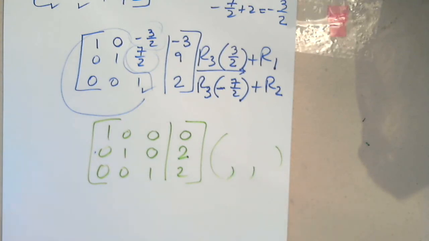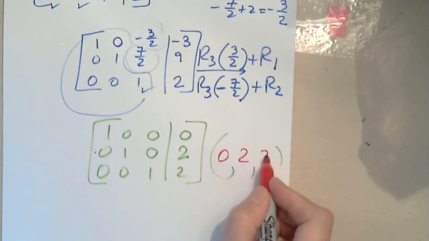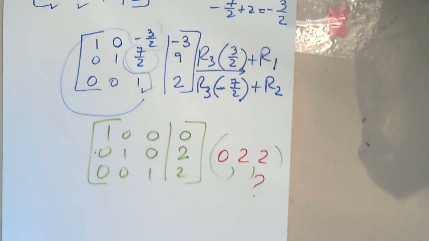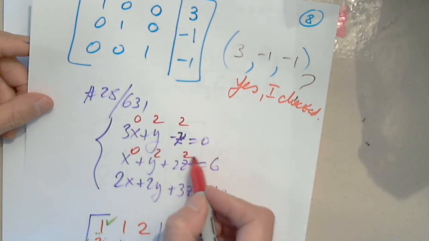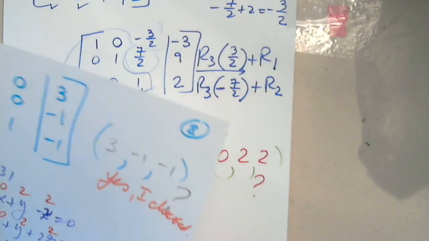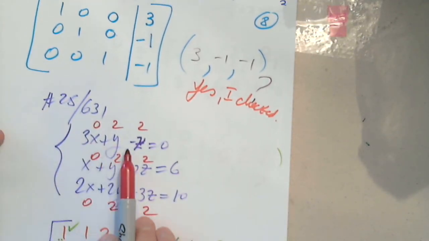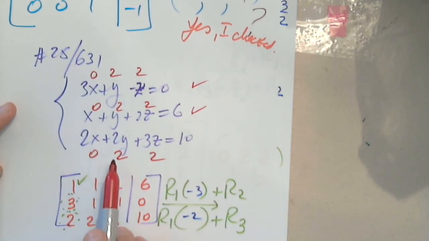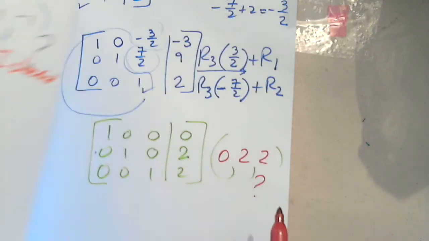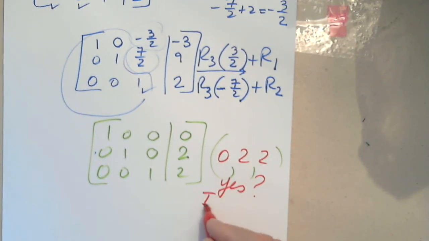Who knows? But we can make a conjecture, or our idea and hope is that the solution is 0, 2, 2. Who knows? I don't. Anything is possible. Let's check: 0. 2 minus 2. Yes. 0. 2 plus 4, 6. Yes. 0. 4 plus 6, 10. Yes. I checked.